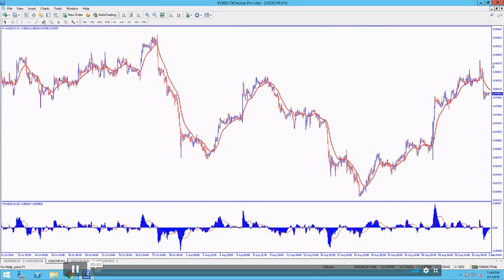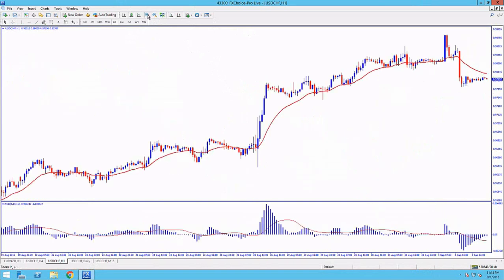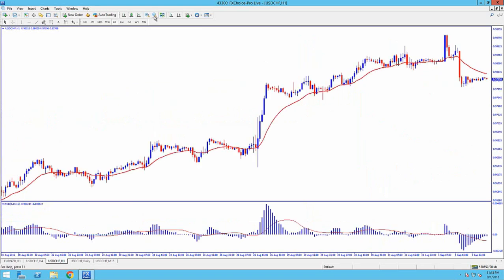In this video, we are going to learn about price bars and how to understand them. So I'm going to hit the button up here, plus and minus, to show you how to use this. So we hit the plus and it opens the chart up. We hit the minus and it closes it.